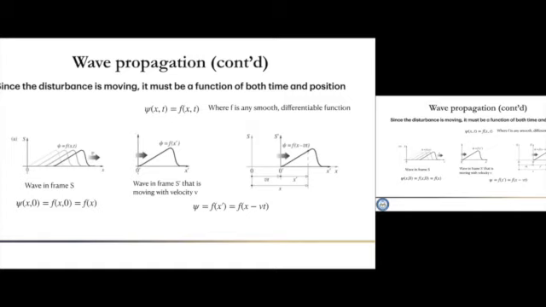So since the disturbance is moving, it must be a function of both time and position. So we can immediately write down that the disturbance psi of x comma t is some function f of x and t, where f we typically hope will be a smooth differentiable function for most physical situations, right? So f of x comma t is a smooth differentiable function. So if I have the shape of the wave at time t equal to 0, psi of x comma 0 must be f of x comma 0.